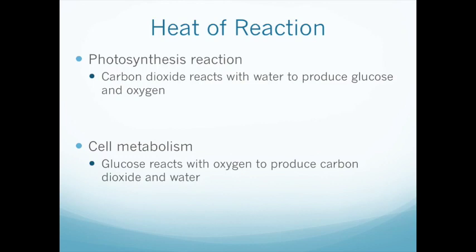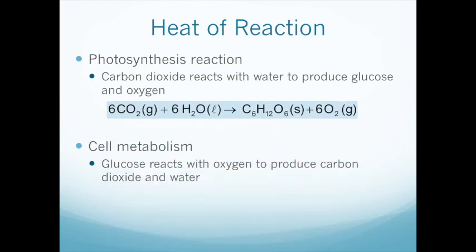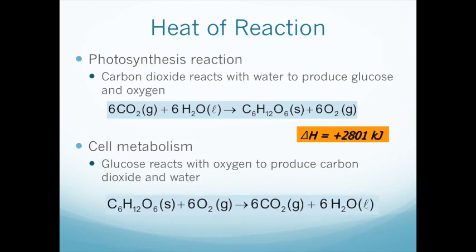Two complementary examples of this are photosynthesis and cell metabolism. So in photosynthesis, you combine carbon dioxide and water using sunlight to produce glucose and oxygen. And that has a heat of reaction of positive 2,801 kilojoules. Now in cell metabolism, you take glucose and oxygen and you react them together to produce carbon dioxide and water, like so. And this evolves 2,801 kilojoules of energy.